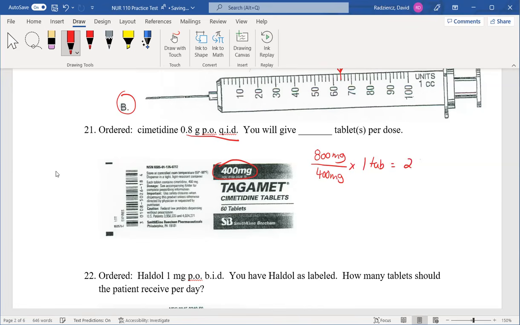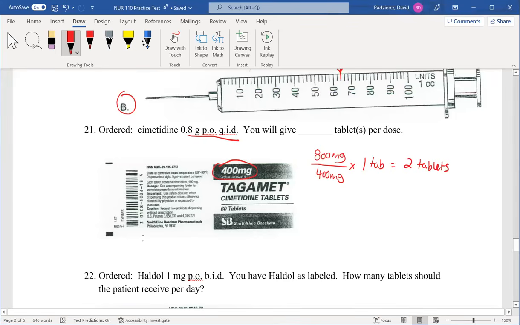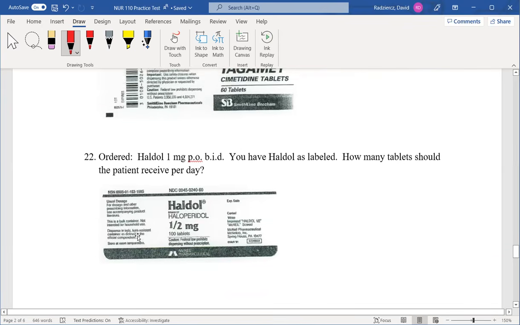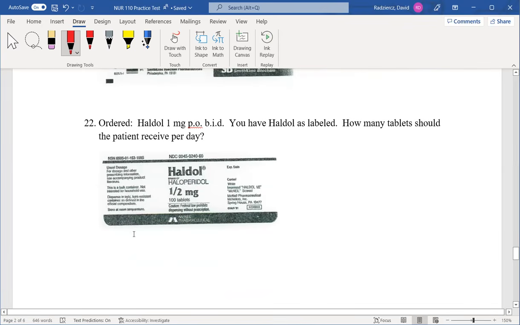gives you 2 tablets. Now, if you're looking at some of these, you might ask, can I just say what the answer is? They want you to show your work. So just make sure you're showing your work in some way, shape, or form, and then use the fact that you already know the answer as a guide that you're doing it right. Hopefully that made sense.